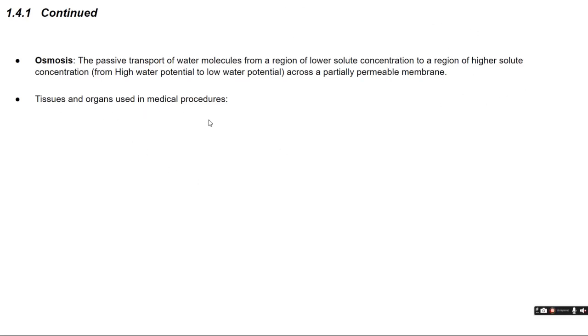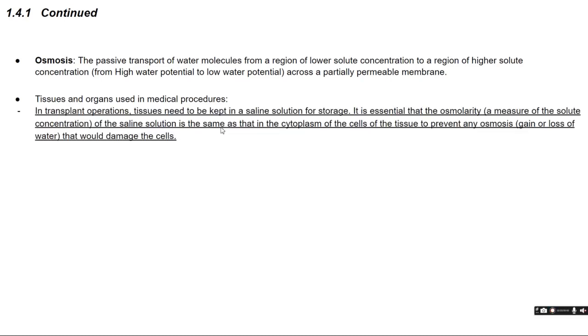This is really important in medical procedures. For example, in transplant operations, tissues need to be kept in a saline solution. This is because it's important that the osmolarity, which is the measure of the solute concentration of the saline solution, is the same as that in the cytoplasm to prevent any osmosis, so the gain or loss of water through the membrane of the cell, as that would damage the tissue. For example, if there's too much gain of water, the cell would swell and burst, and if there's too much loss of water, it will shrivel and die.